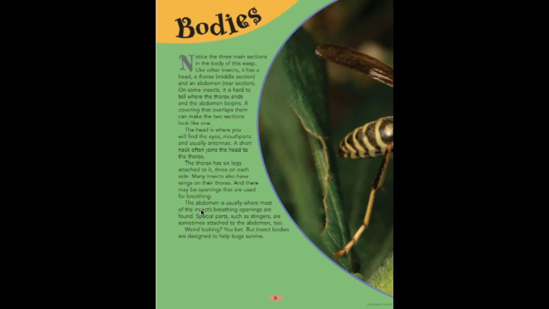The thorax has 6 legs attached to it, 3 on each side. Many insects also have wings on their thorax, and there may be openings that are used for breathing. The abdomen is usually where most of the insects' breathing openings are found. Special parts, such as stingers, are sometimes attached to the abdomen too. Weird looking? You bet. But insects' bodies are designed to help bugs survive.